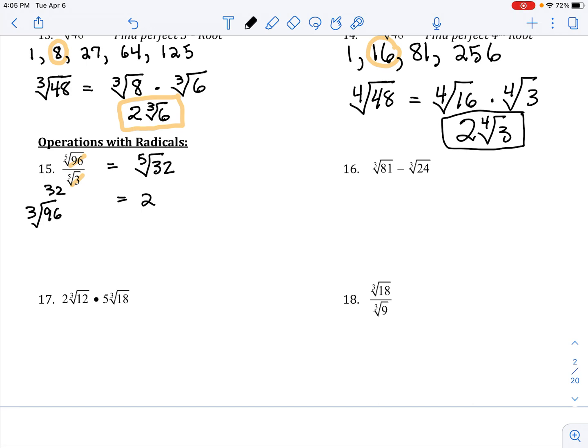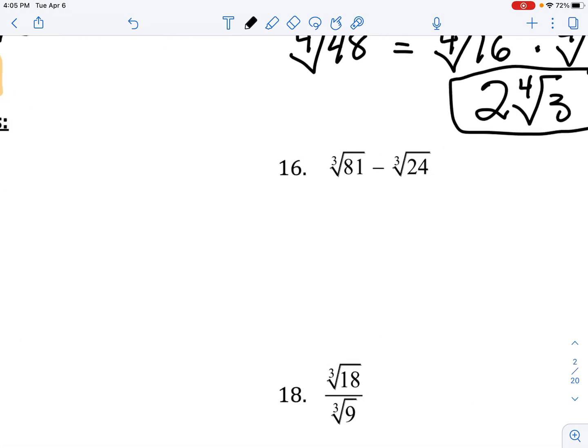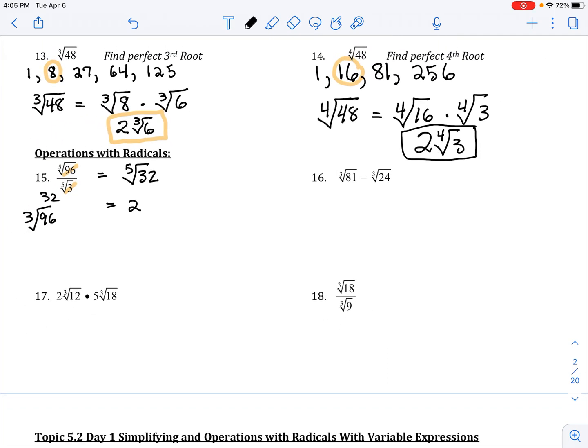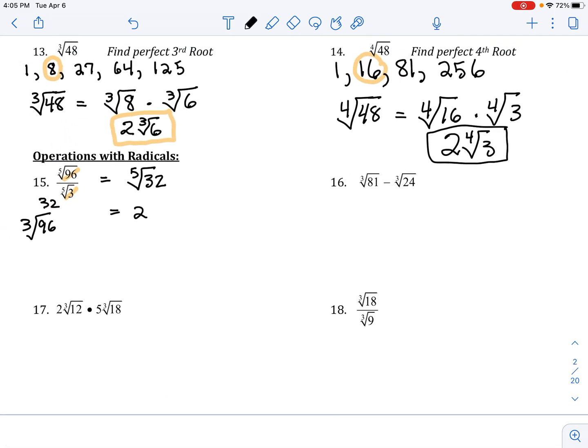Number 16, those are both cube roots, but we don't have the same number as the radicand, and so we have to break them down. So I have the perfect cubes listed over there at number 13. So which one of those perfect cubes divides into 81? So that's going to be 27. So that means that's going to become the cube root of 27 times the cube root of 3. Because 27 multiplied by 3 is 81, and 27 is a perfect cube. That's going to give me 3 with the cube root of 3 remaining.